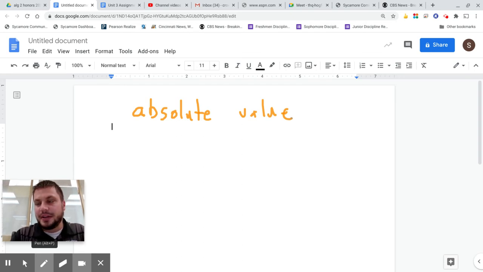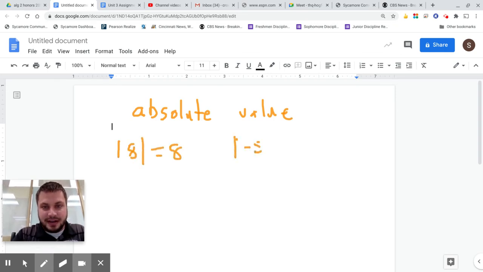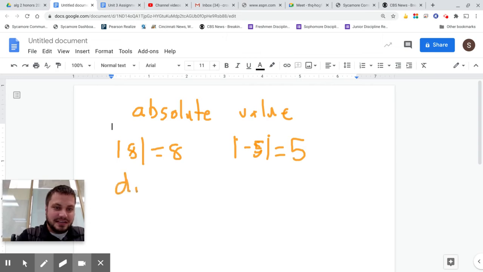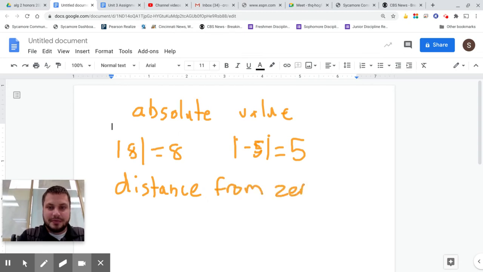Now, a lot of people know that absolute value really just makes every number positive. So the absolute value of 8, of course, is 8. The absolute value of -5 is 5. It just takes any number and makes it positive, whether it's positive or negative. Well, that's because the actual definition of absolute value is distance from 0 on a number line.